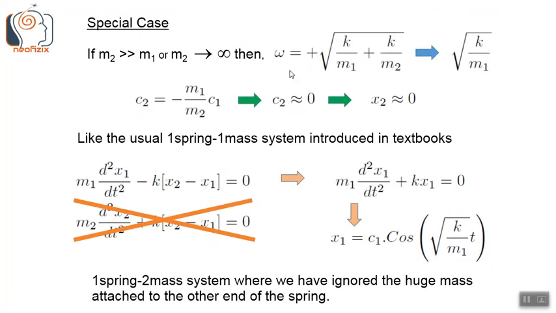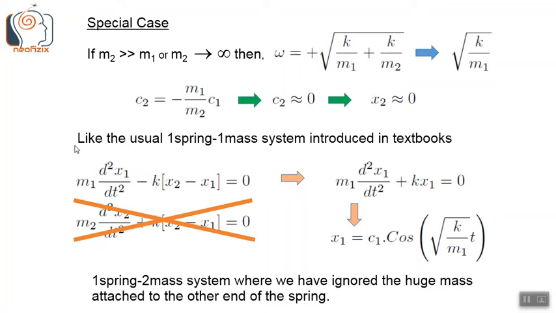Now let us consider a special case where one of the masses is extremely heavy compared to the other. If m2 is much larger than m1, that is, the second mass is much larger than the first mass, or if m2 tends to infinity, then omega simply becomes equal to square root of k by m1, because this second term k by m2 will be insignificant compared to k by m1. Similarly, c2 becomes approximately 0. Therefore, x2 also becomes approximately 0.